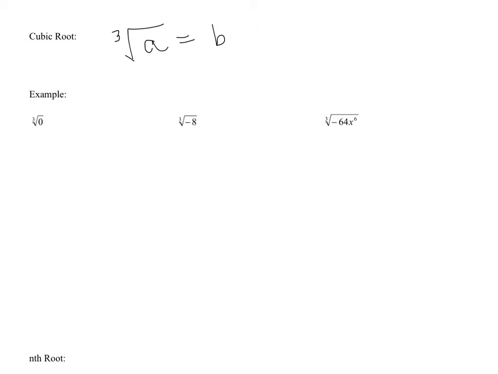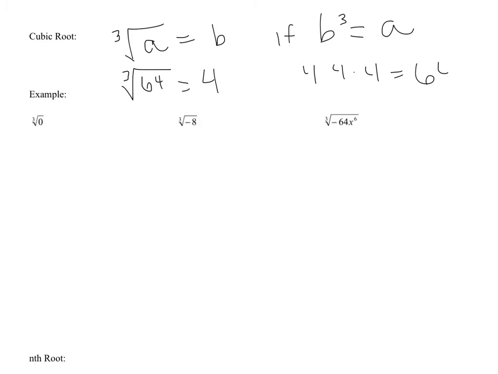Now that is only true if b cubed is a. So we talked about cube numbers in difference of cubes and sum of cubes. So if I have the cubic root of, say, 64, that is 4. And the reason is because 4 times 4 times 4 is 64. So here's a couple examples, and then we have the last one which has a variable in it.